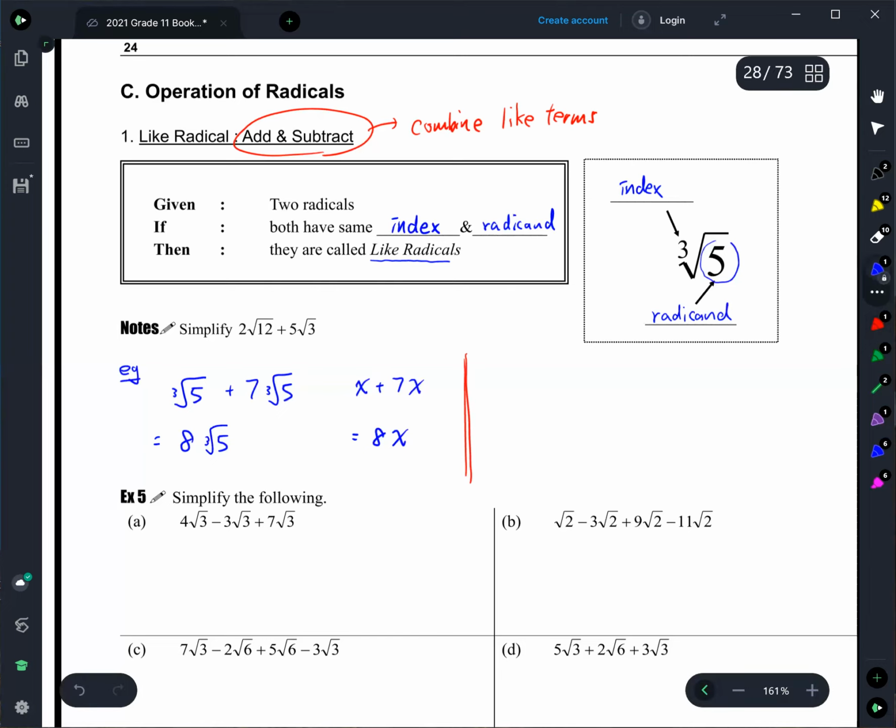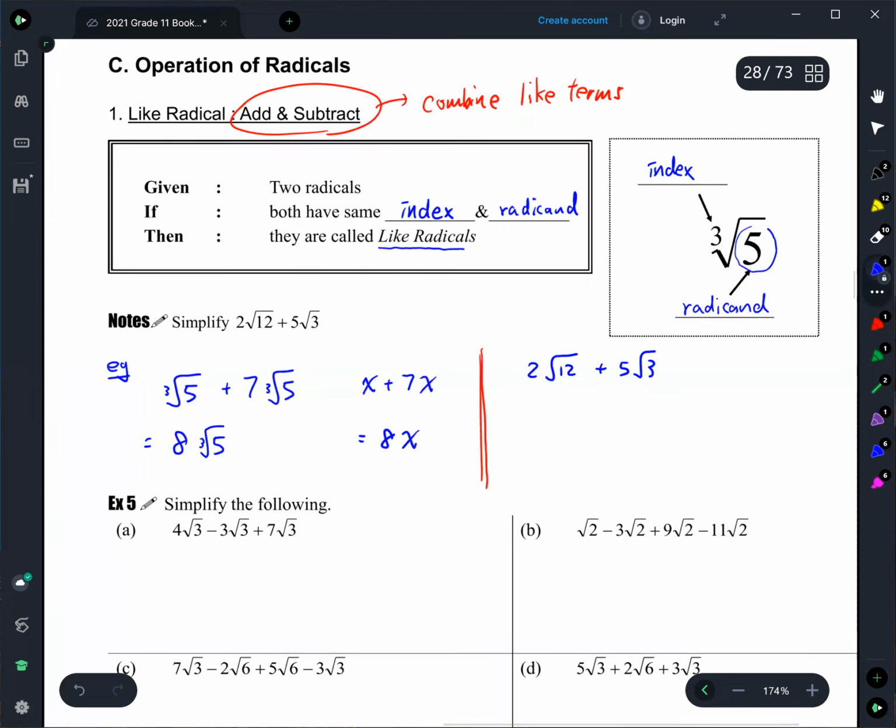Here we have an example: 2 square root 12, and I want to add it with 5 square root 3. The first radicand is 12 and the second one is 3, so I cannot add them together. However, we can use what we learned before the break. Try to simplify the radicand. Simplify the square root here.